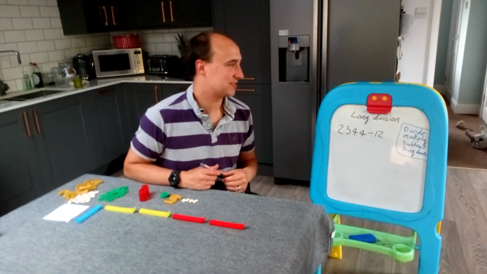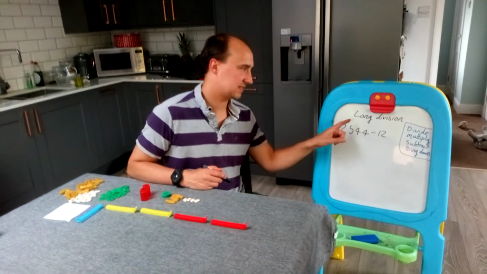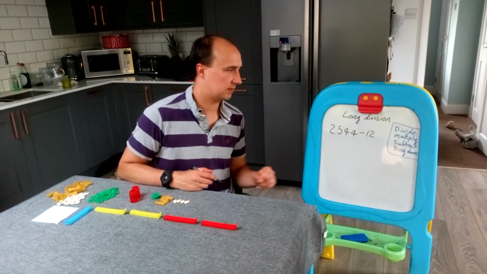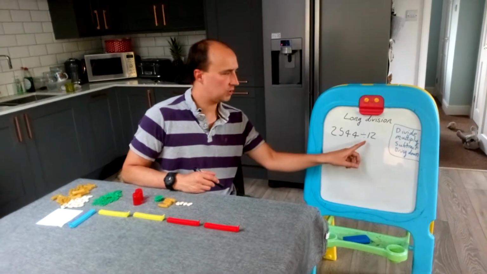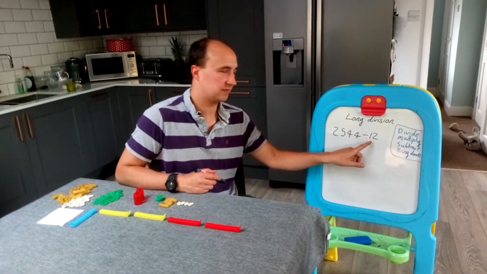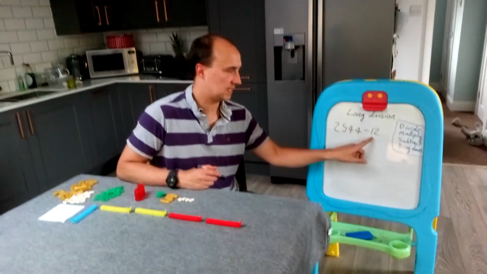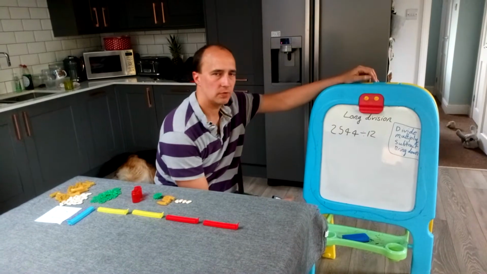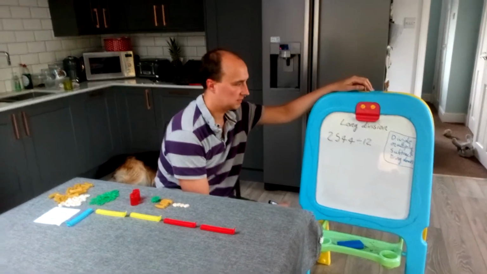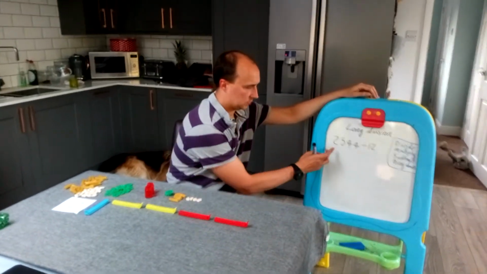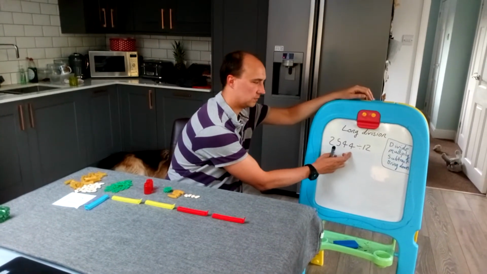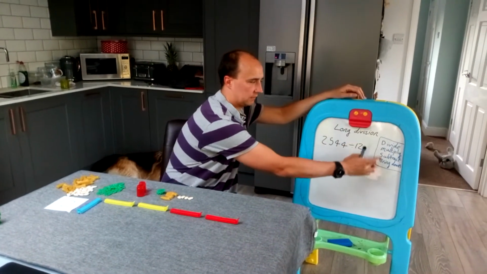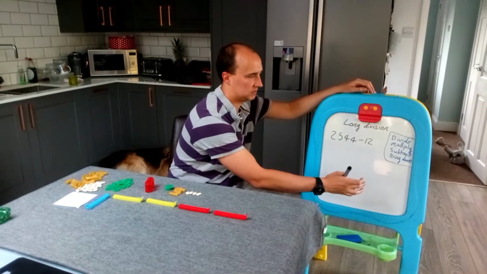We're going to do some more division now for year 5 and 6, and we're going to look at the long division method. Probably only use the long division method when dividing by numbers with tens and ones. If it was just ones that we were dividing by, we'd probably still use the short division method. And we're going to do 2,544 divided by 12, and we're going to use this little phrase to remind us how to do it.